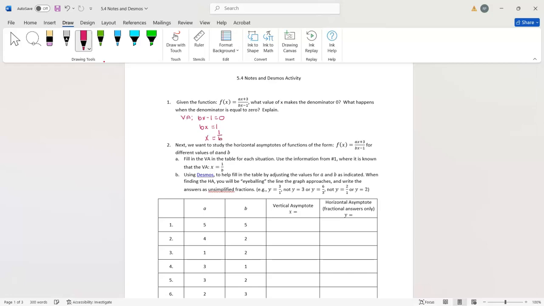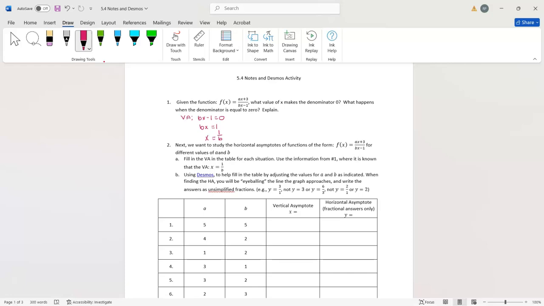If I knew b to be 5, it would be 1/5. If I knew b to be 1/2, then it's 1 over 1/2. Whatever b is, that's what we would substitute. So once we know what that b value is, we know that the vertical asymptote would be x equals 1 over b.